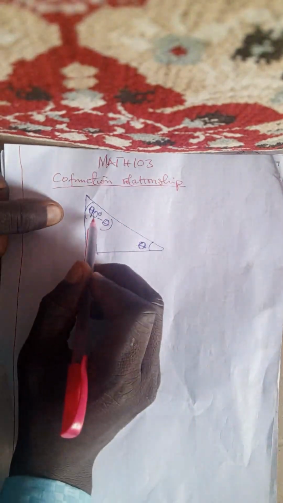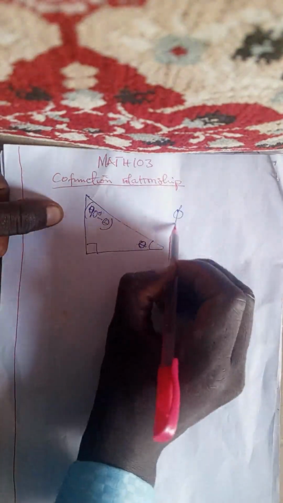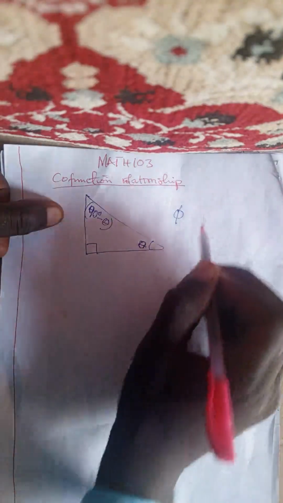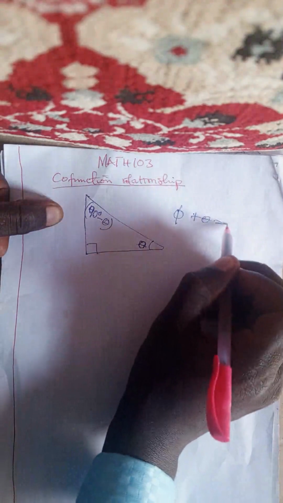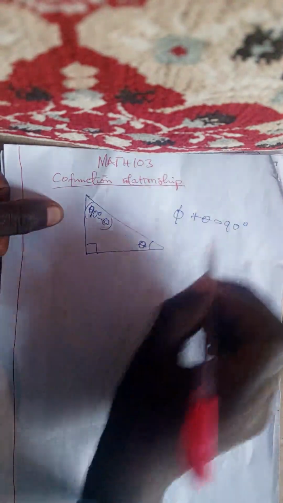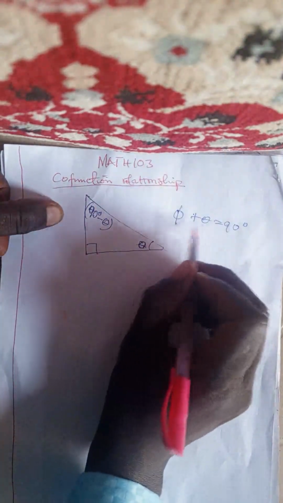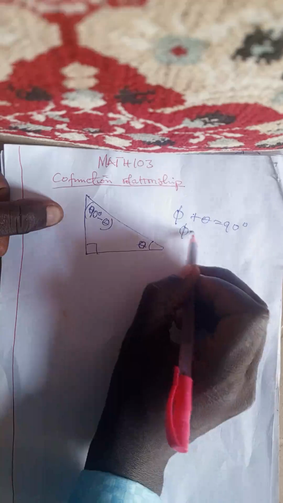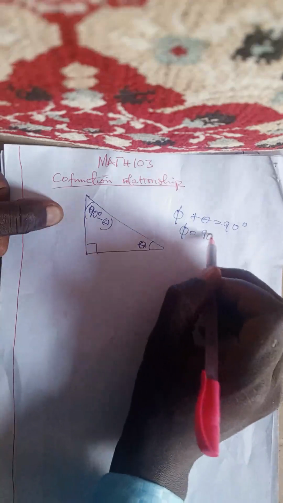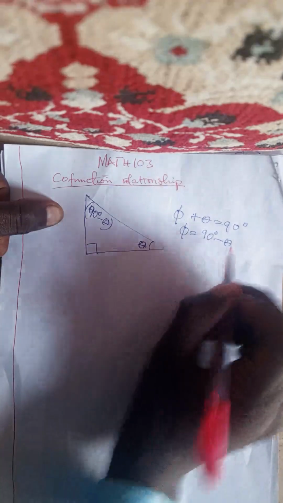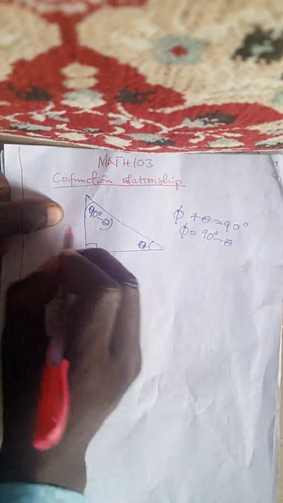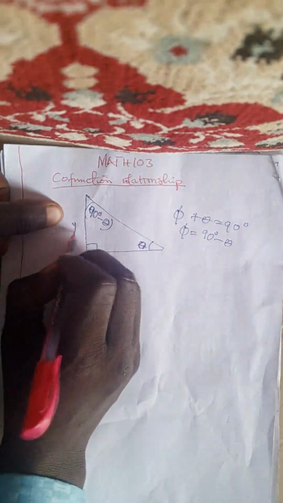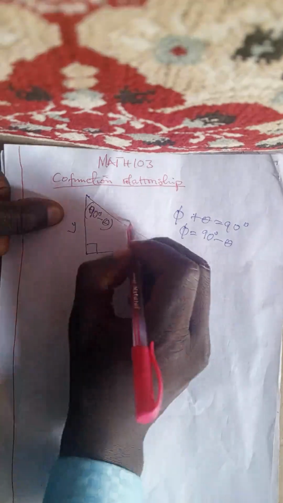Suppose you said this angle is phi and here is theta. Definitely phi plus theta is going to be 90 degrees. So therefore phi is going to be equal to 90 degrees minus theta. So that is why we have this. Suppose you have, this is your y, this is your x, and this is r.